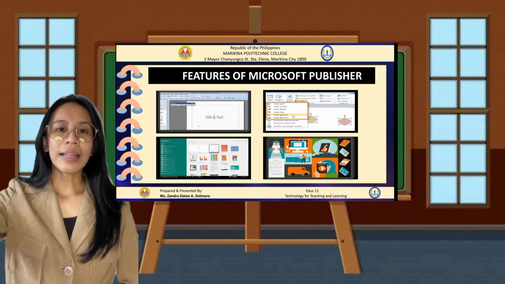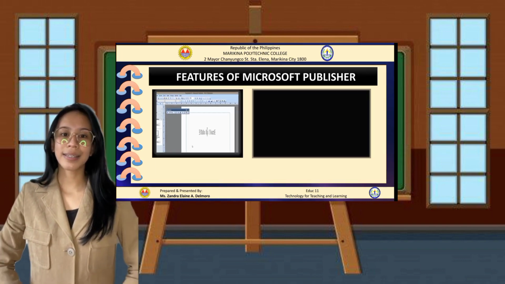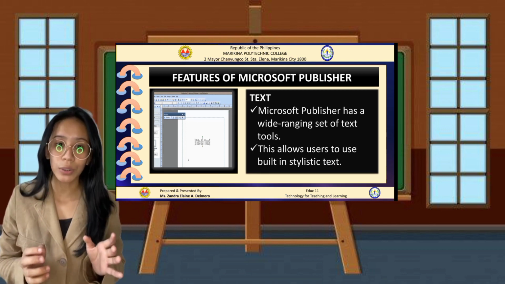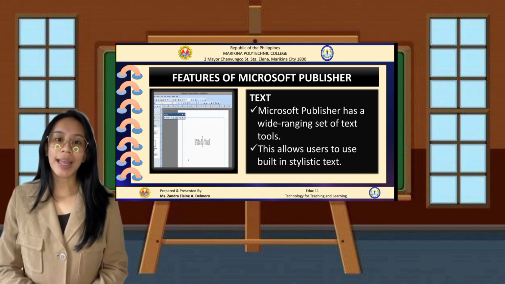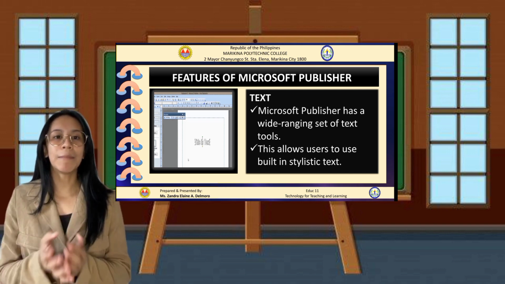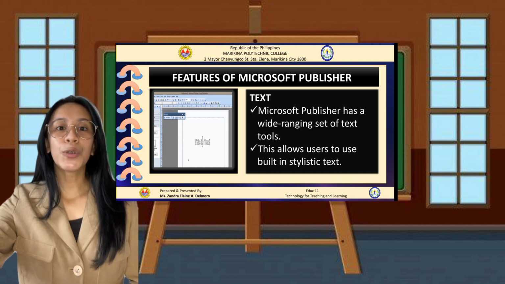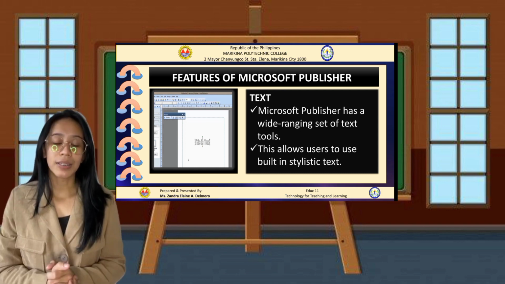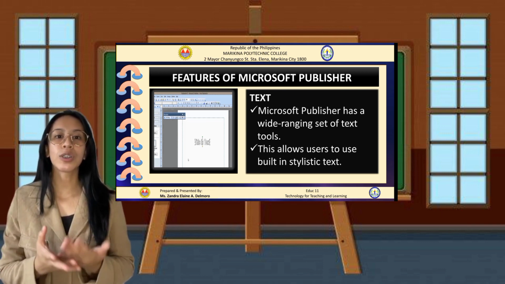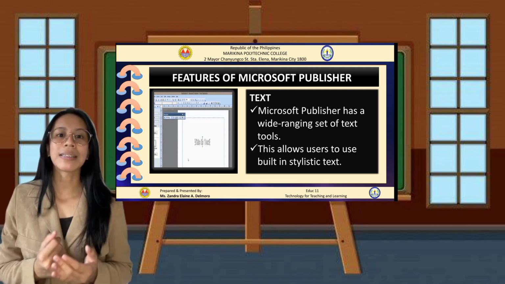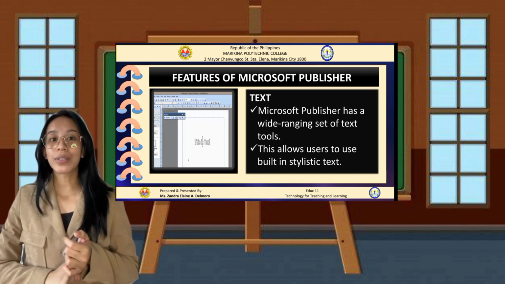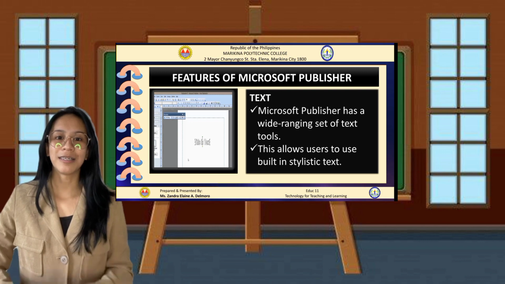So, let's start with the text. So, Microsoft Publisher has a wide-ranging set of text tools in addition to the fonts present in every program under the Microsoft Office suite. So, Microsoft Publisher 2010 features OpenType typography. So, in addition, the personal profiles feature of Publisher allows users to save business information, including the name, address, phone number for use in future publications.